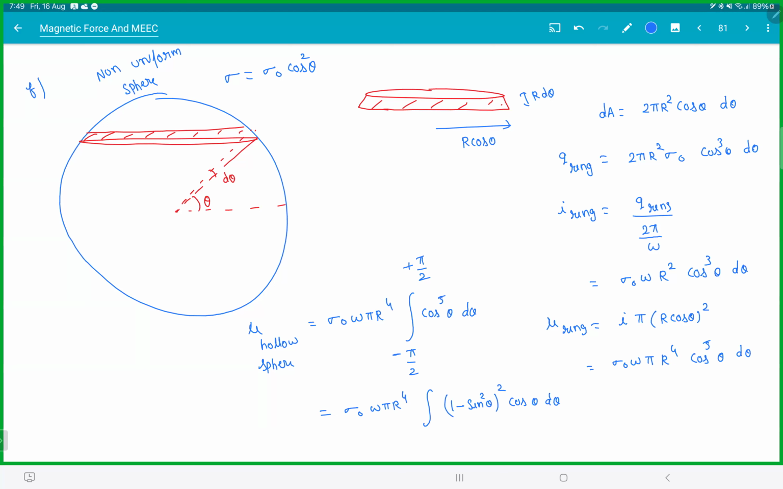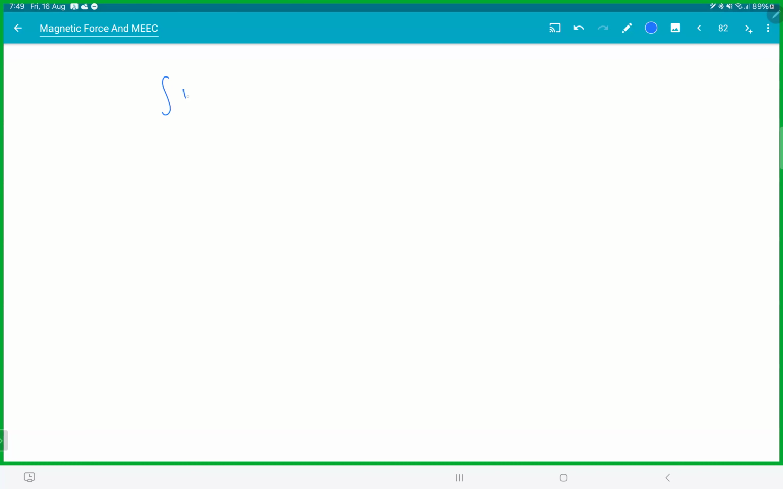Then put sin theta is equal to t. Then the integration will become easy. Making sense? Its integration is easy. How much will it come? So (1 minus sin square theta) whole square cos theta d theta, from minus pi by 2 to pi by 2.